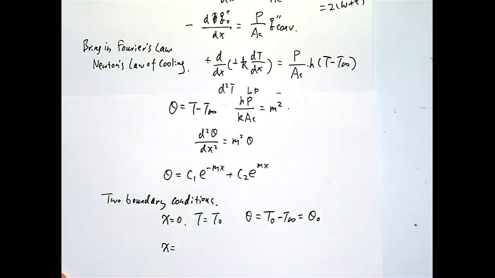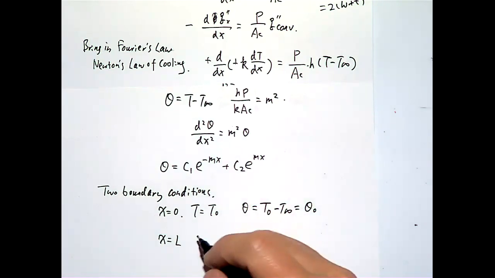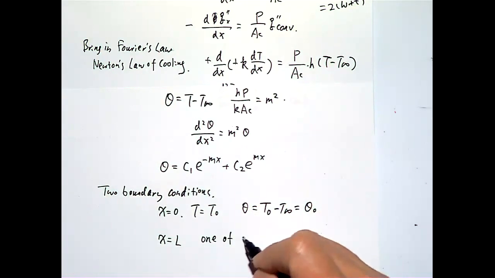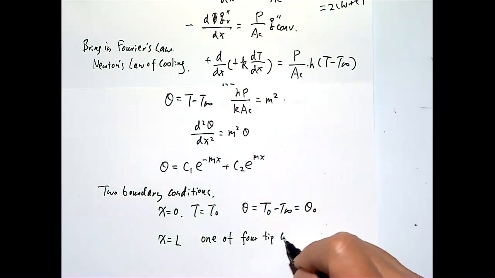And the other one is at the fin tip, x equals L. We need to use, there are generally four types of boundary conditions at the fin tip, and we need to choose one of them to use. So I'm going to introduce that in a minute. So one of the four tip conditions.